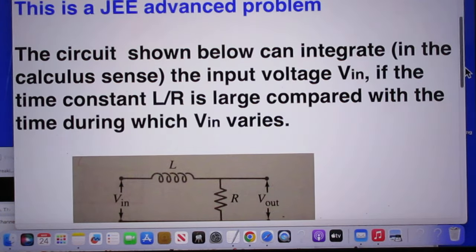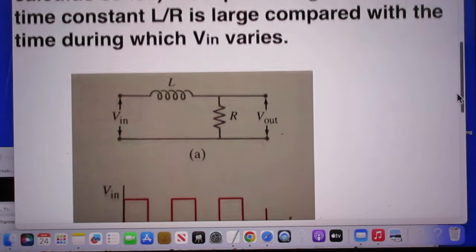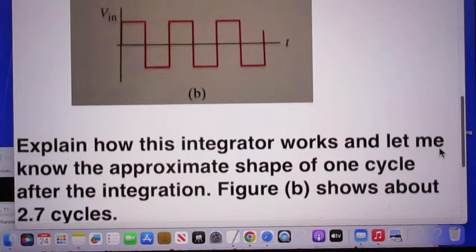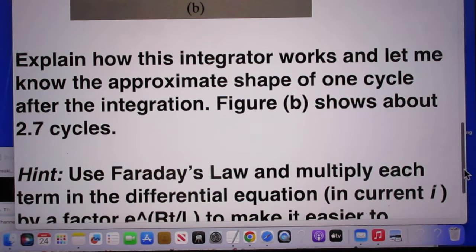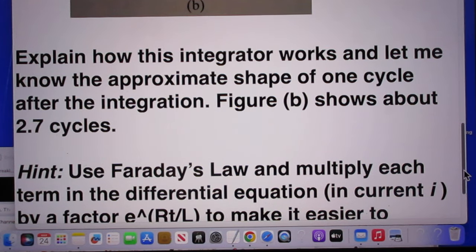It is important that the time constant L over R is large compared with the time during which V in varies. Explain how this integrator works and let me know the approximate shape of one cycle after the integration.